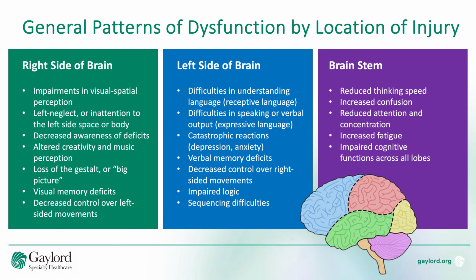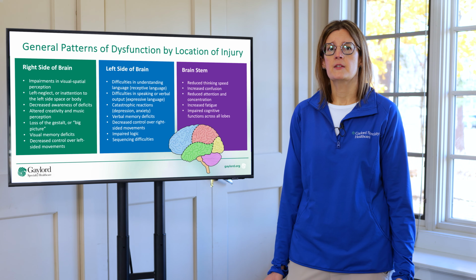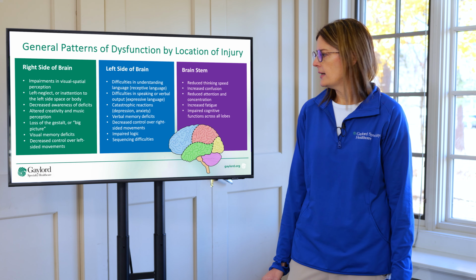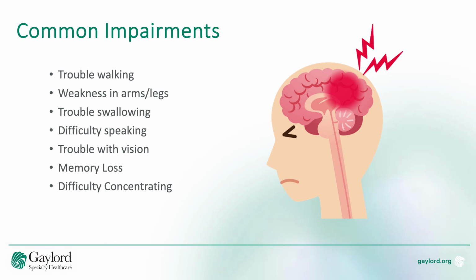And then you see where it says brainstem. So this is more slowed processing or thinking speed, an increase in confusion, difficulty with attention and concentration, an increase in fatigue, and impaired cognition essentially across some of the other domains. This is not an all-inclusive list, but does highlight some of the most common impairments that we see in stroke survivors.